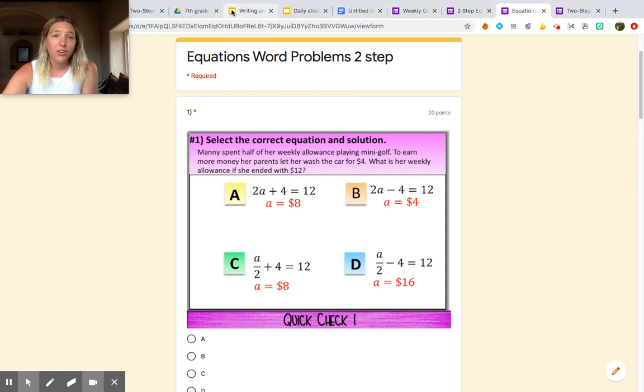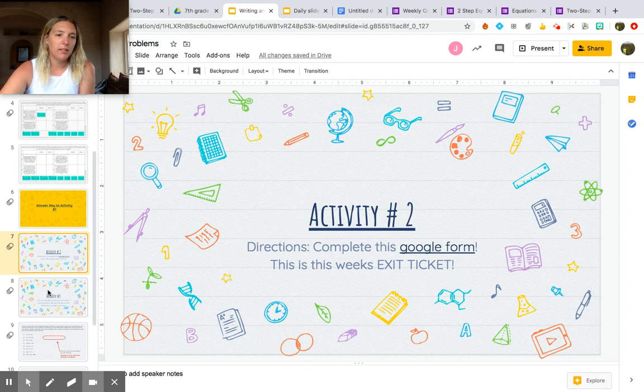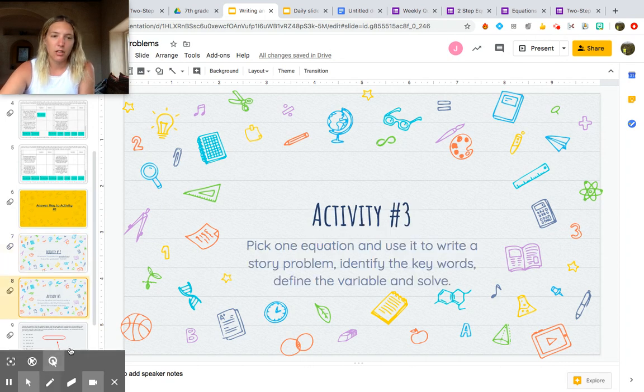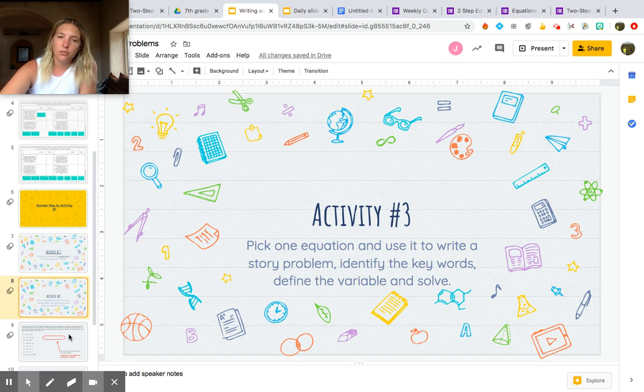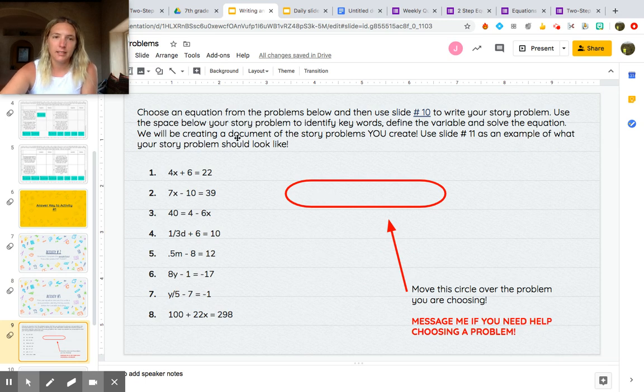And then the third activity is actually the big one that I'm really excited to see you guys do. You're going to get a list of equations, and you just need to choose one, and you're going to write a story problem and identify the keywords, define the variable, and solve. So this slide looks like this. You have 8 equations to choose from.